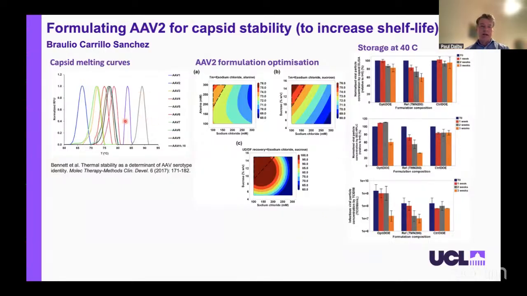You can improve the stability of capsids by formulation to a certain degree. This shows some of those examples, where we found a formulation that meant we could store AAV2 at reasonably high concentration at 40 degrees for up to 3 weeks with no problem. So under that accelerated condition, you could get good stability. So it's possible, but not every AAV is going to be easily amenable to that or will have enough shelf life, because this is only 3 weeks, even at 40 degrees.